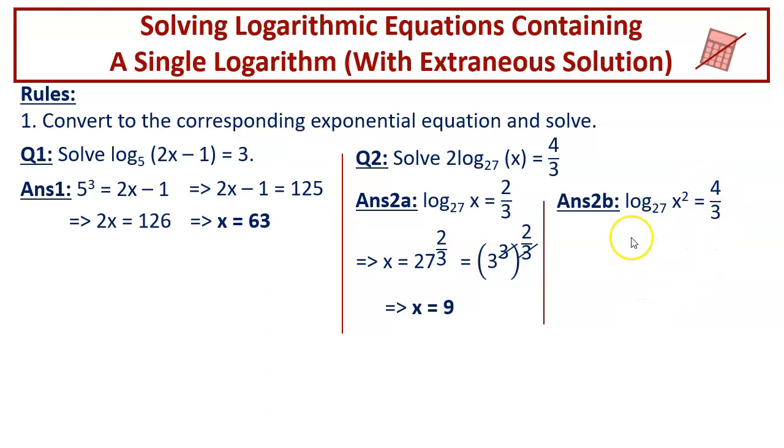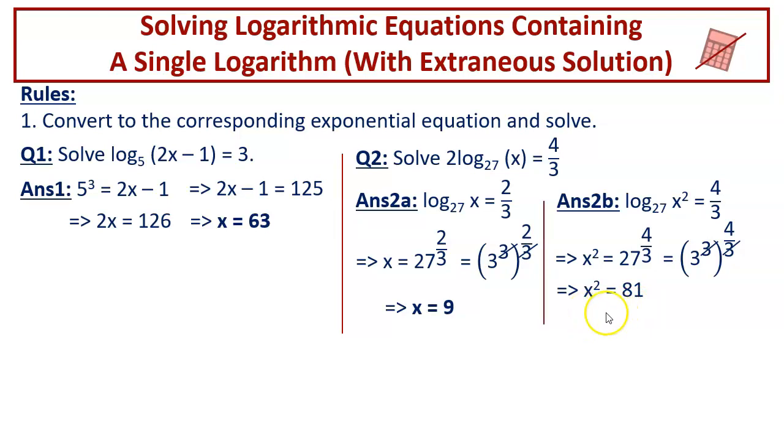And next what do we do? We do the same thing. We will be getting the exponential equation. It will be x squared equal to 27 to the power of 4 over 3. And again we will be writing 27 as 3 to the power of 3 whole raised to the power of 4 over 3, and these two 3's will get cancelled. And this time we have 3 to the power of 4, which is equal to 81. So x squared is equal to 81.